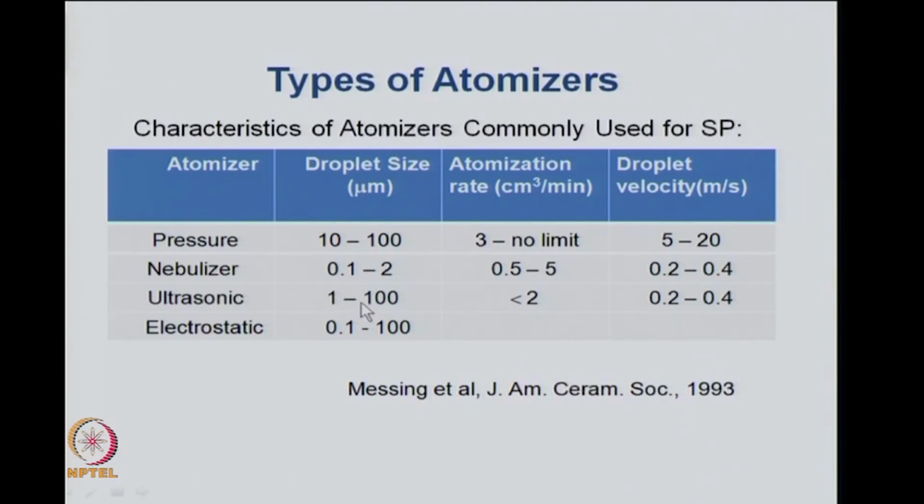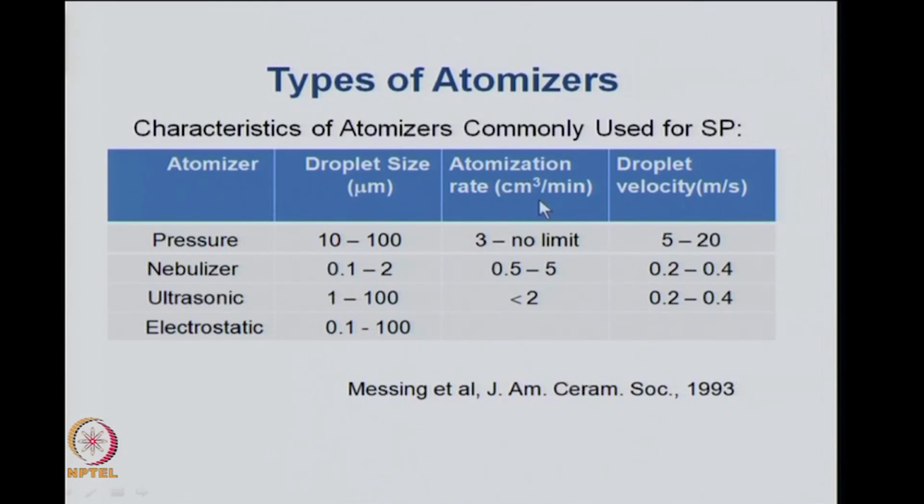So, you have various ranges depending on the type of size you want, you choose your atomizer. The atomization rate also is fixed by the type of atomizer that you are going to get. For example, you can get pressure types of atomizers which can go to very high atomization rate.